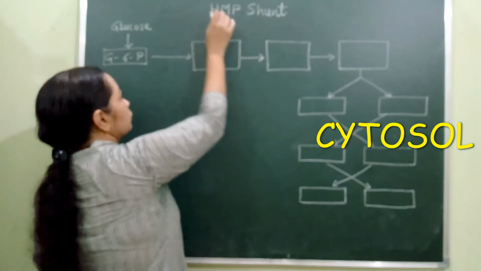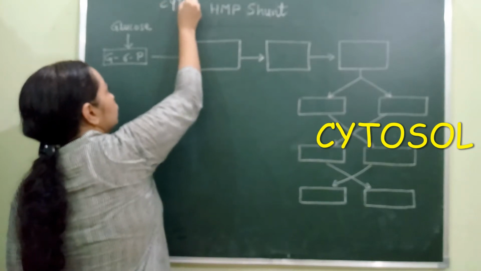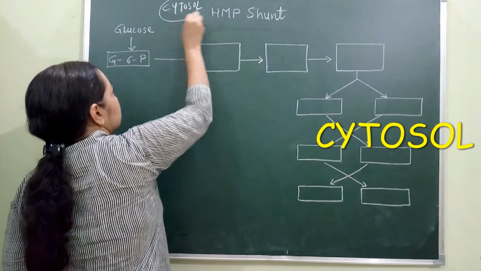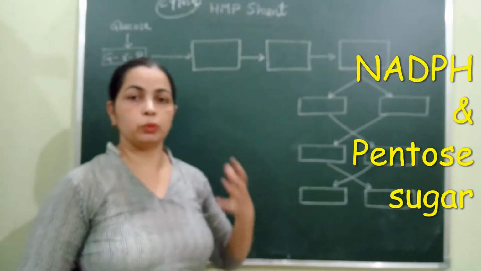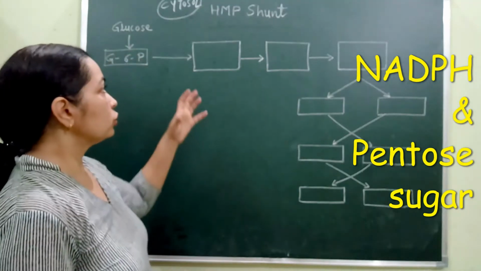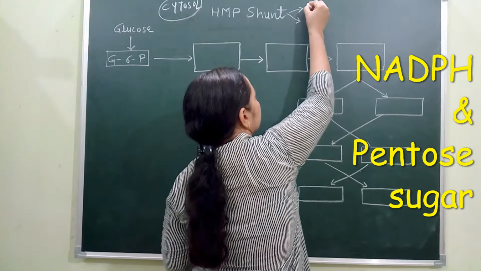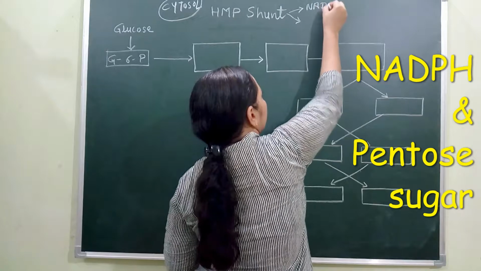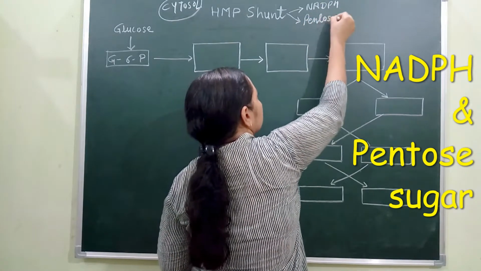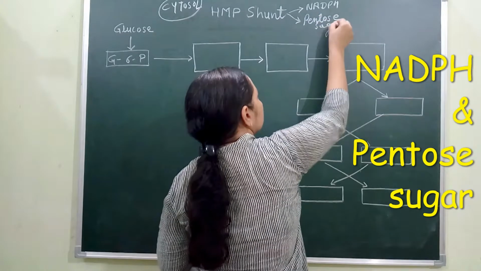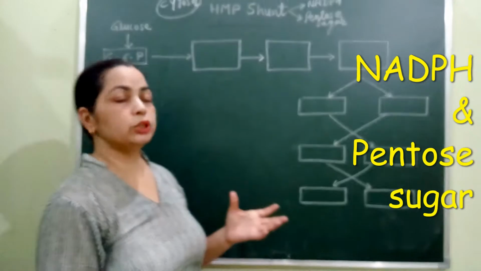The enzymes the HMP shunt requires are present in the cytosol, so this pathway takes place in the cytosol. And the second thing is which tissues or body organs are involved. This pathway gives us two important outcomes: it gives us NADPH, and secondly it gives us some pentose sugar. These are the two products of this HMP shunt.